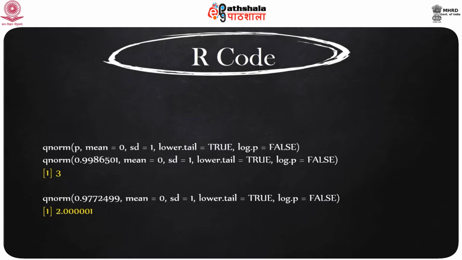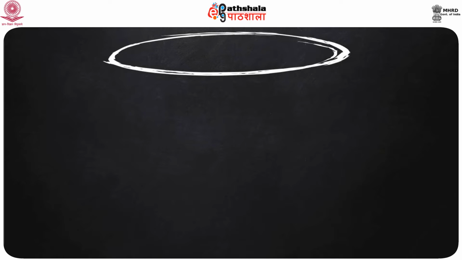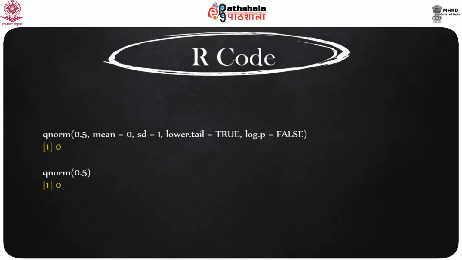Remember, this was the input in the previous case by using the p norm function. So just compare the two and have a better understanding of this function. Again, have a look at the next one. Here we are putting 0.5 as the point where we are trying to find the quantile, and we are getting 0 as output. It implies that the probability of a point to be less than 0 is 0.5 for a standard normal distribution. We had discussed this previously as well.